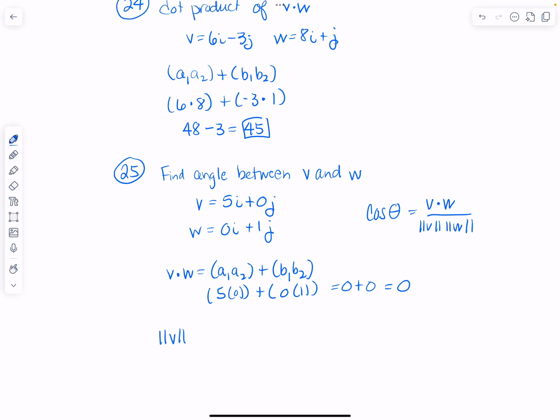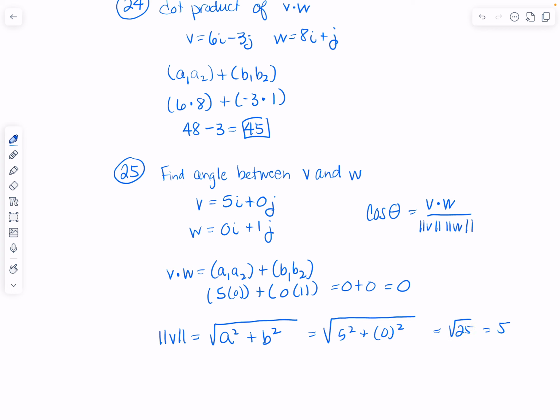So the magnitude of v. So remember, we take the a component, square it, plus the b component and square it, and take the square root of that. So the a component is 5, so 5 squared plus 0 squared. That equals the square root of 25, which is 5. That worked out nice. Now, w. If we take the magnitude of w, same thing, a component squared plus b component squared. So the a component is 0 squared plus the b component is 1 squared. So the square root of 1 equals 1.